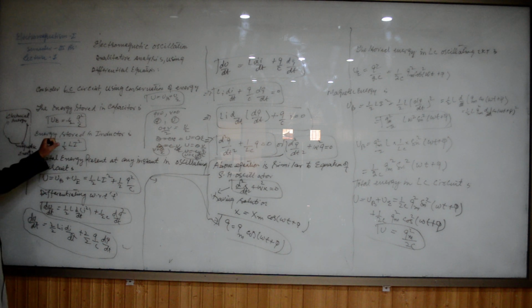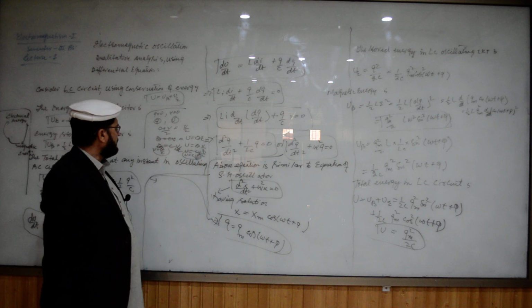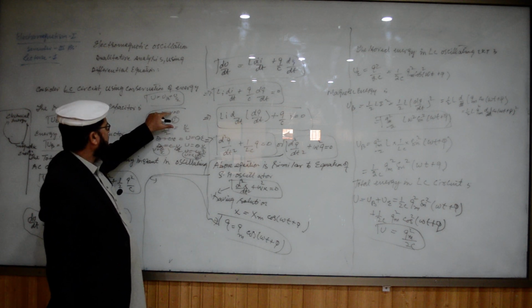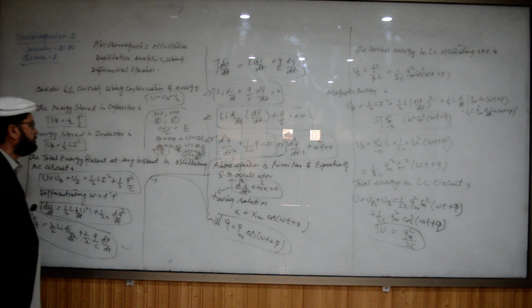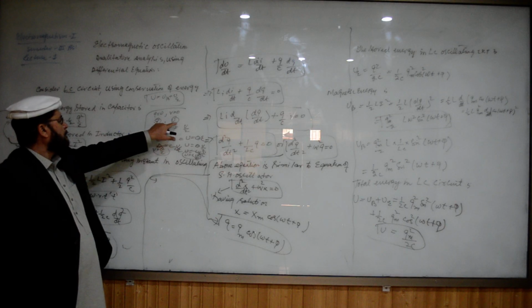In the first case, the value of V is taken as an average. Why? Because at the beginning when Q was 0, there was no potential across the plates of the capacitor. When the capacitor was maximum charged, then you will have a potential V.